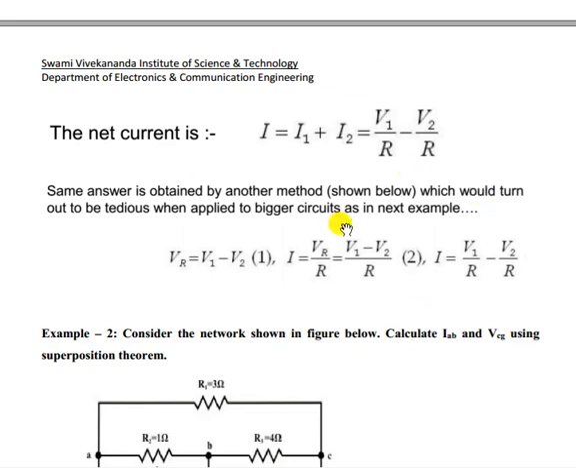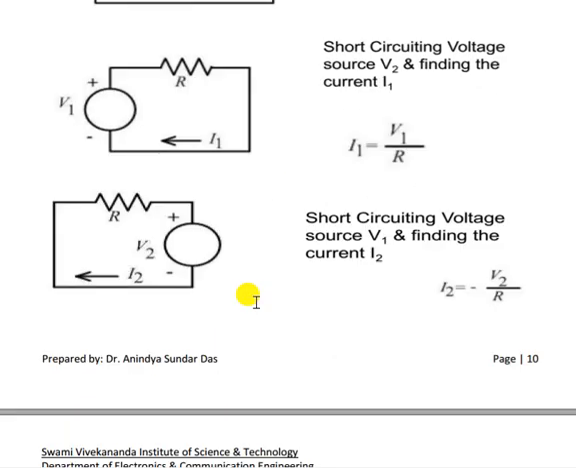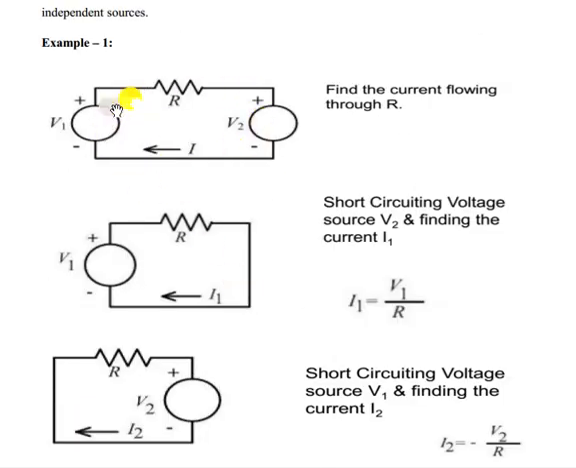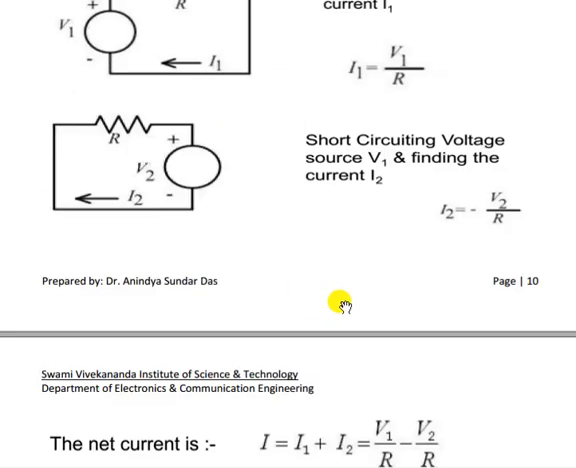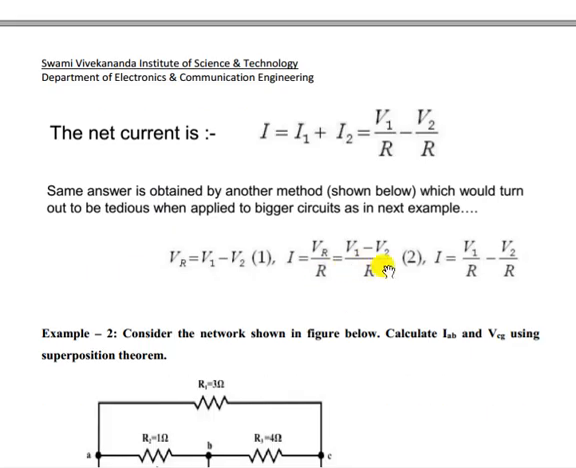Now the same answer we can get using some other method. That means if we apply KVL across the loop, then what can you write? Say this voltage drop is IR, then plus V1 minus IR minus V2. Then I equals what? V1 minus V2 divided by R. That means V1 by R minus V2 by R.